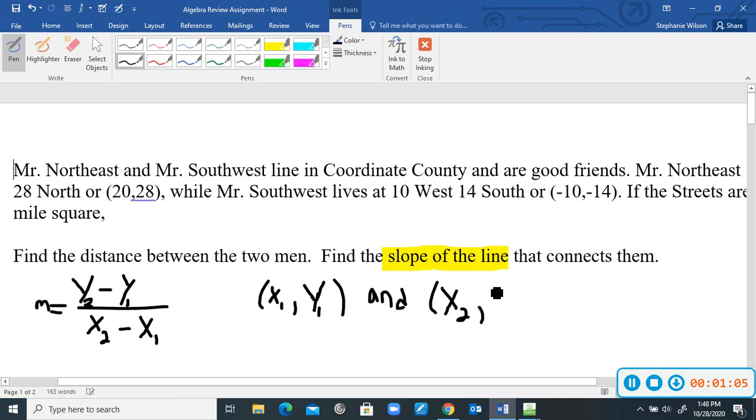And these are subscripts. They're not squares or anything. They're actually at the bottom of the x and y value to let you know that it's group 1 versus group 2. Alright, so let's go back to this question here.